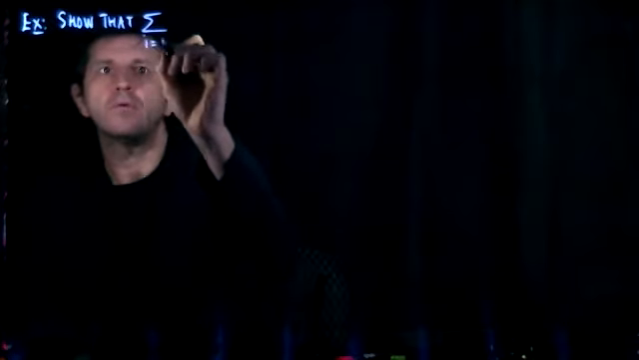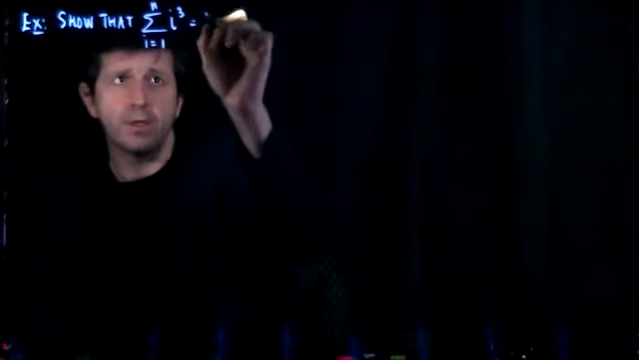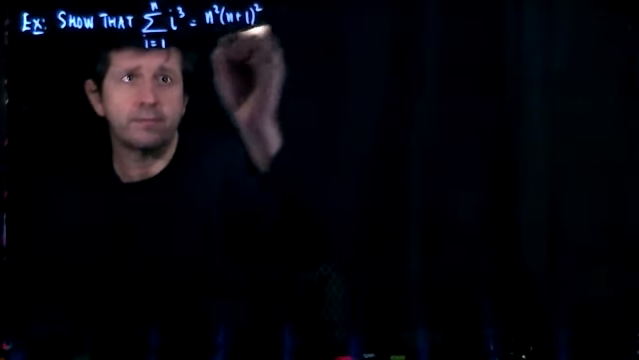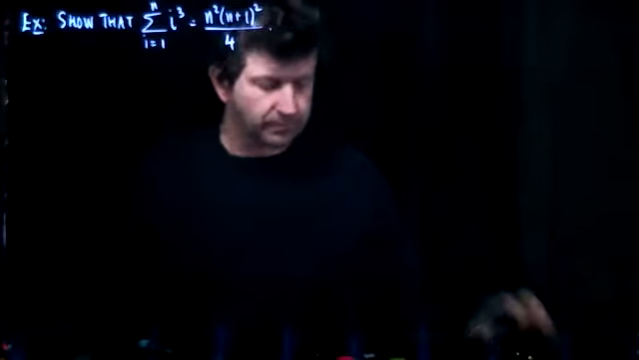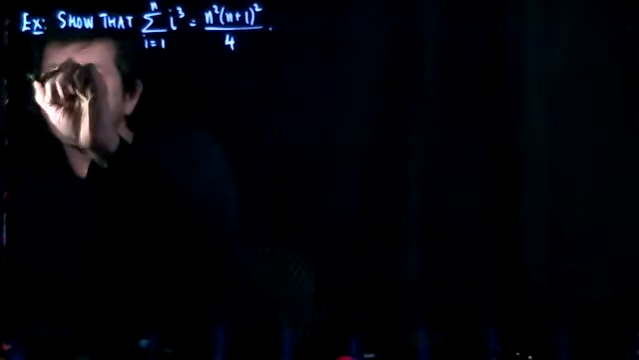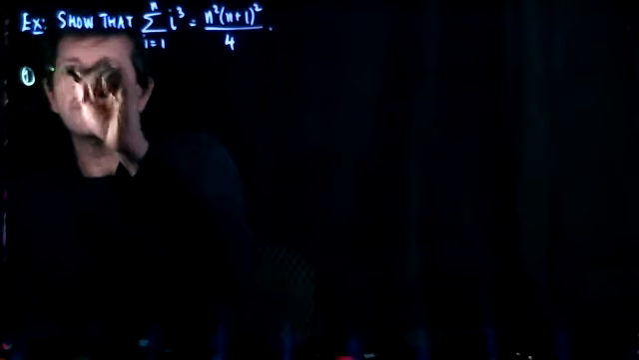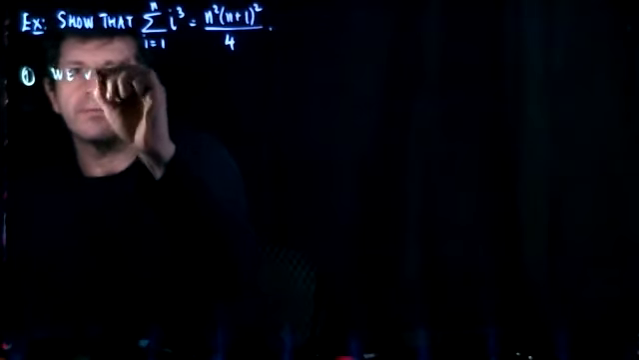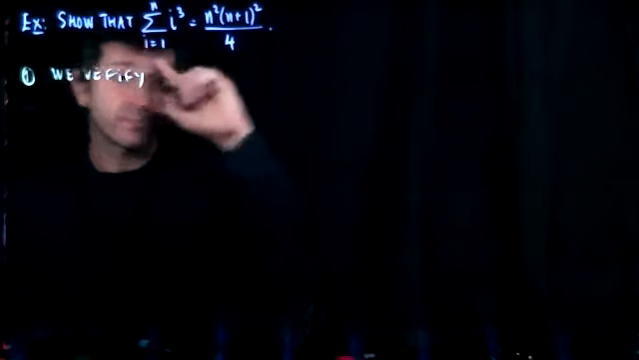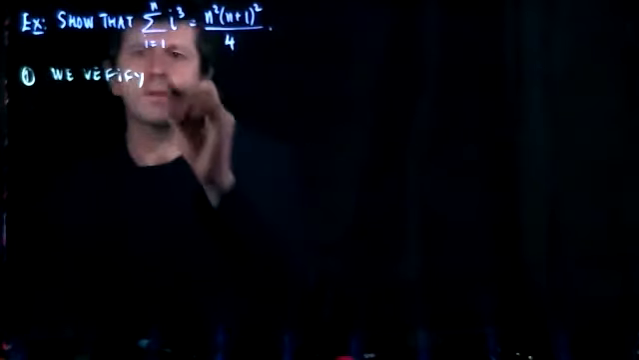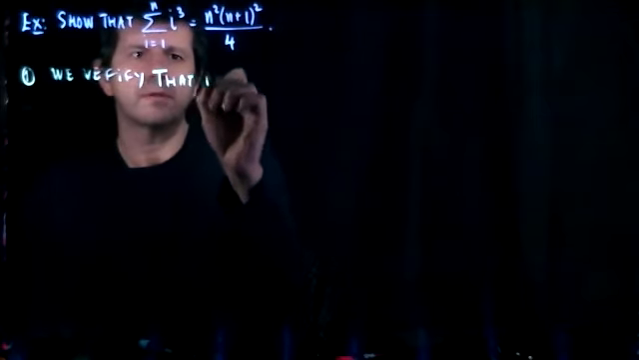Okay, so let's prove the last formula. So show that the sum i equals 1 until n of i cubed is n squared times n plus 1 squared over 4. So first, we verify that it works.